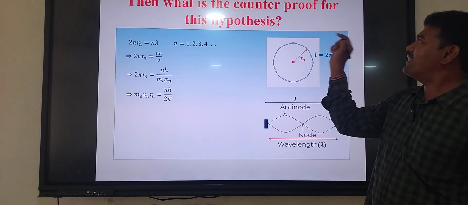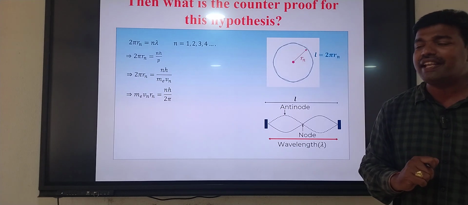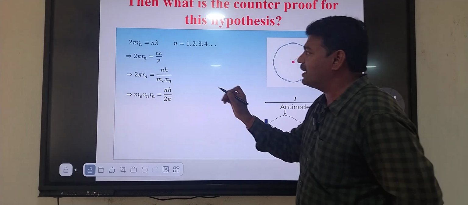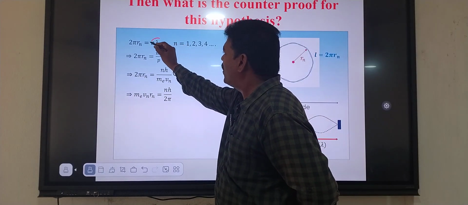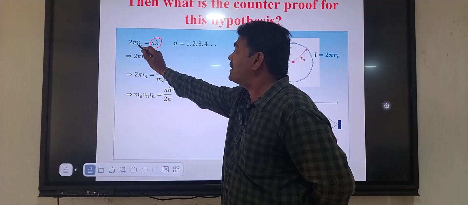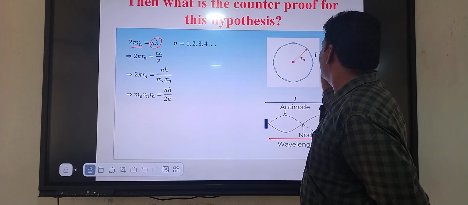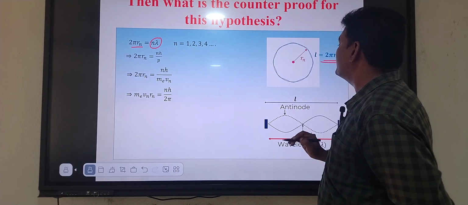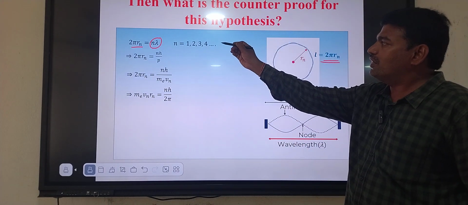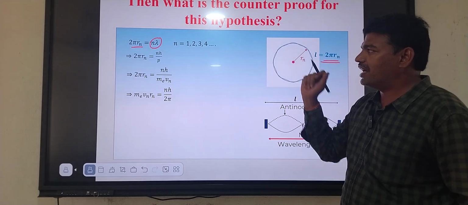Then what is the counter proof for this de Broglie's hypothesis? Already de Broglie proposed that the length of the electron wave, the wavelength of the electron wave, is equal to the circumference of the circular orbit.